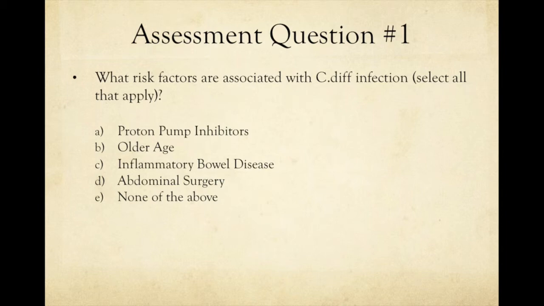So now we're going to go into the assessment questions. For assessment question number 1, what risk factors are associated with C. diff infections? I need you to select all that apply. Option A, proton pump inhibitors, so things like Protonix. B, older age. C, inflammatory bowel disease. D, abdominal surgery. And E, none of the above.